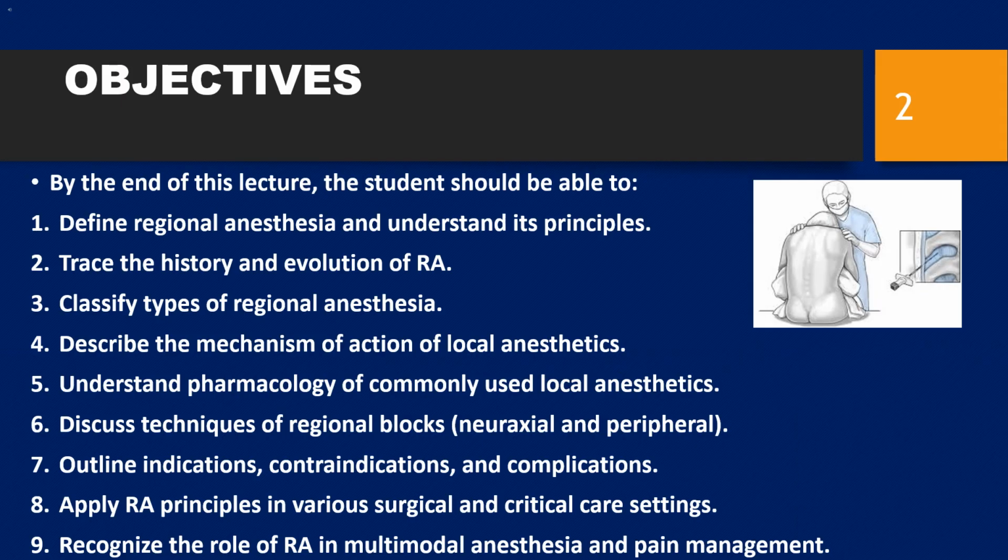Objectives. By the end of this lecture, the student should be able to: 1. Define regional anesthesia and understand its principles. 2. Trace the history and evolution of RA. 3. Classify types of regional anesthesia. 4. Describe the mechanism of action of local anesthetics. 5. Understand pharmacology of commonly used local anesthetics.